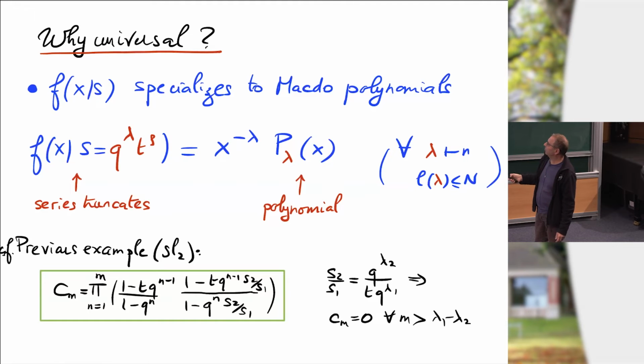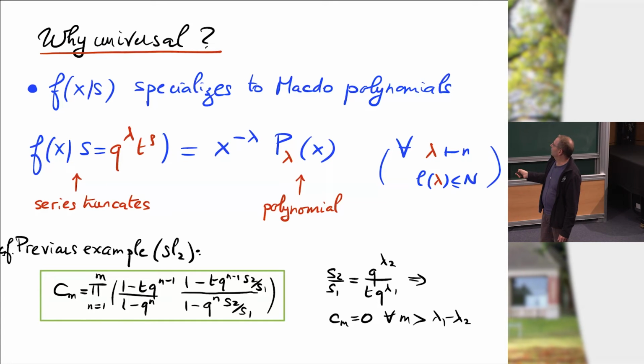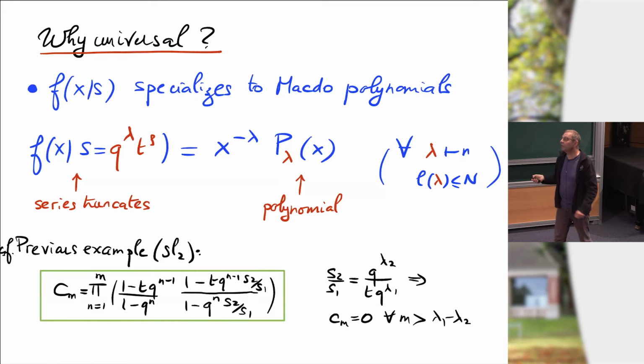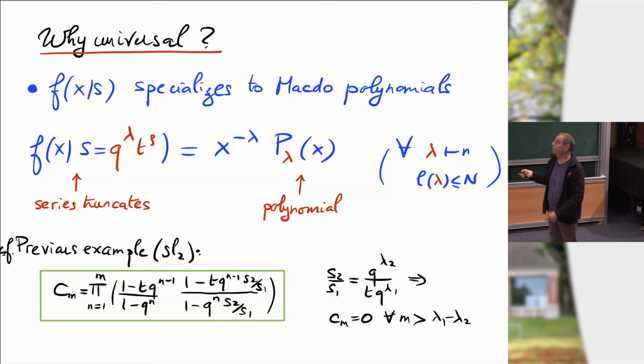So the example of SL2, previous example, right, we had this. Now you look at this factor. If S2 over S1, which is given by these parameters in terms of lambda 1 and lambda 2, my two-row tableau, if lambda 1 is larger or equal to lambda 2 integer, then you will see that, of course, there's a cutoff here. When m is larger than n, than this difference, the coefficient is 0. So you get an effective truncation of a series, and that's a polynomial, and that's our Macdonald polynomial.